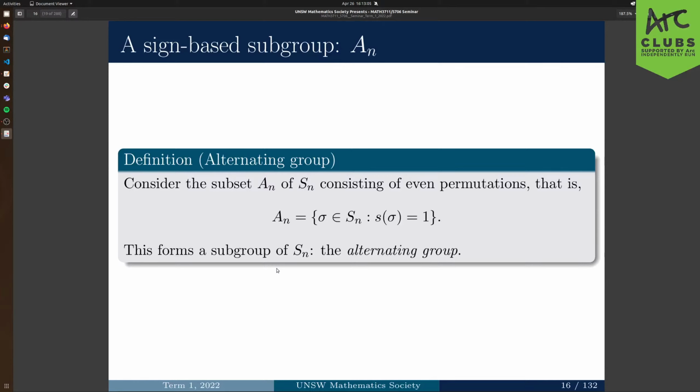Last comment about the symmetric group is that there is a nice subgroup of it. If you take all of the permutations which are even, then you get the alternating group. You can prove that this is a subgroup, and that's one nice subgroup that's present here.